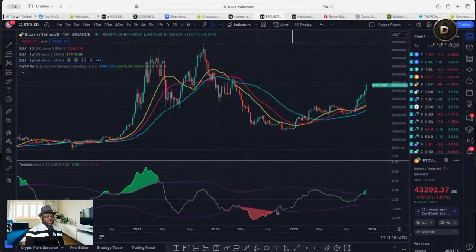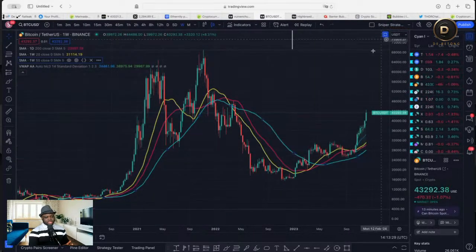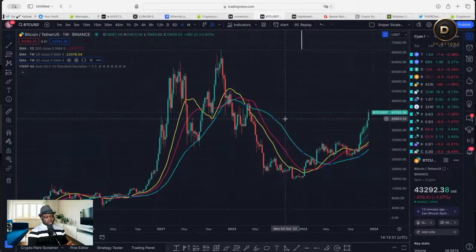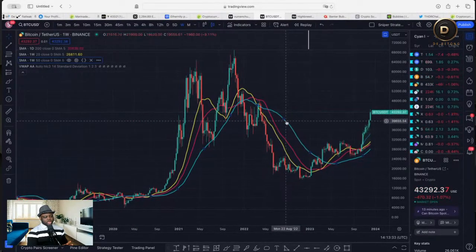If you want to go further, you can have one below here. This is Trendillo. Before I bring Trendillo here, let me go through this moving average first. I'm going to bring Trendillo here to give you an idea of what I'm trying to accomplish here.